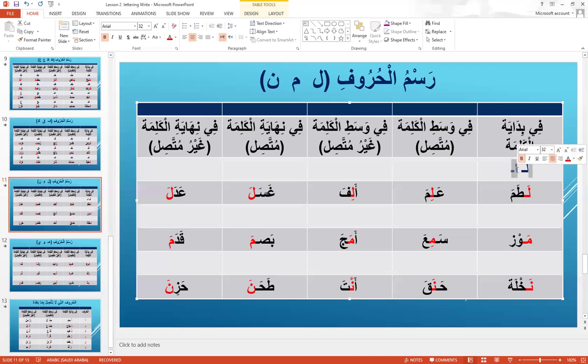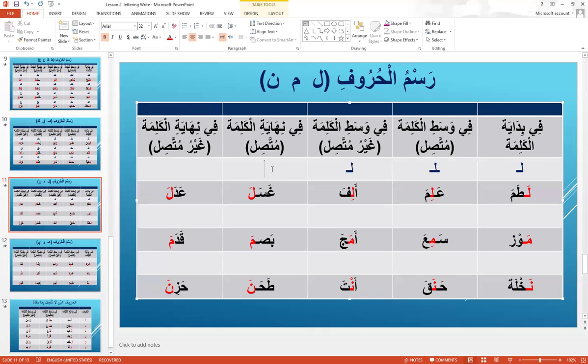Okay, so this is how to write lam at the beginning of the word. It is connected. Then lam fi wasatil kalma muttasil. So lam at the middle of the word connected is going to look like this. Lam fi wasatil kalma ghayr muttasil. So it's going to look like this.